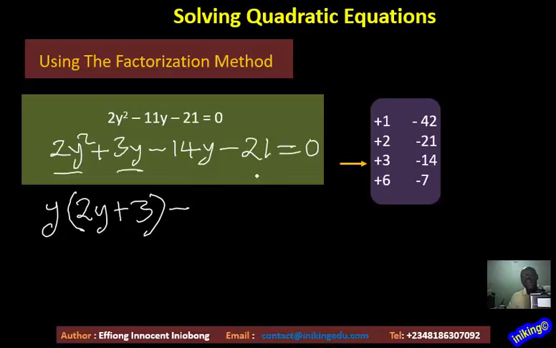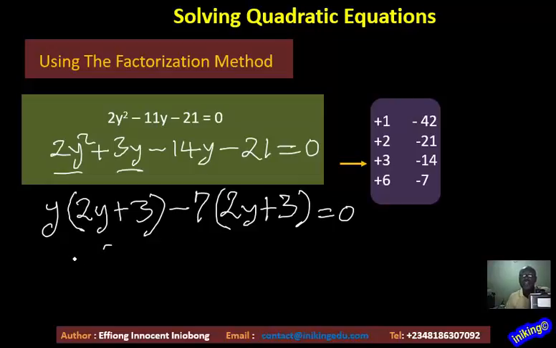Between 14y and 21, you agree that the highest number there is 7 that can take care of that. So I open my bracket. Now minus 14y divided by minus 7. Minus over minus is positive. 14 over 7 is 2. So I have my y attached. Minus 21 divided by minus 7 will give us a positive number. 21 over 7 is 3. Again, you can see what I have in both brackets are the same.